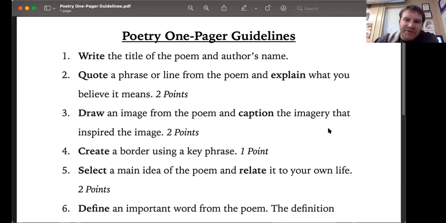Then you're going to draw an image from the poem and caption the imagery that inspired it. So you're going to draw an image and caption it with a line from the poem, essentially. It technically doesn't need to be a whole line. A line helps, but sometimes it can just be a couple of words from the poem that help highlight that. And it needs to be something that is significant. You can't just pick a random word like "man" and then draw a man, if the man isn't a pertinent, important part of the poem. That's not going to help you. I'd prefer a line on it, but it's up to you how you present that.